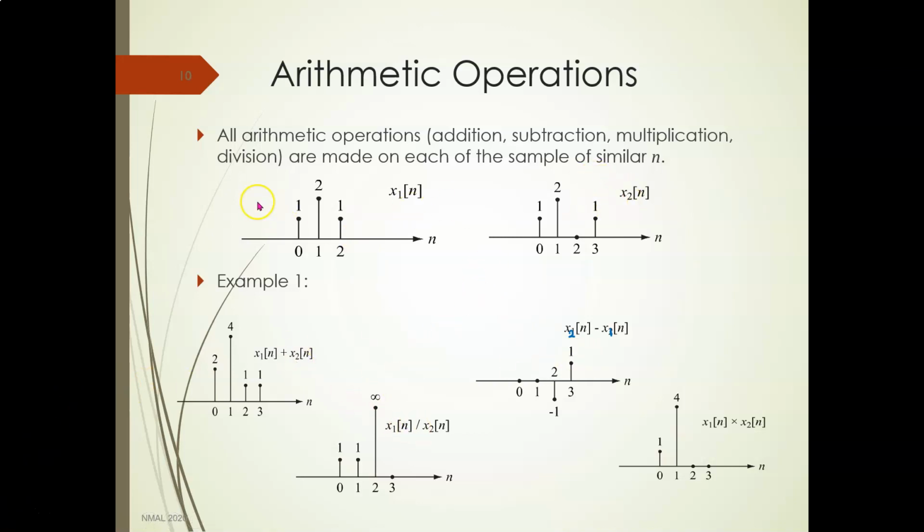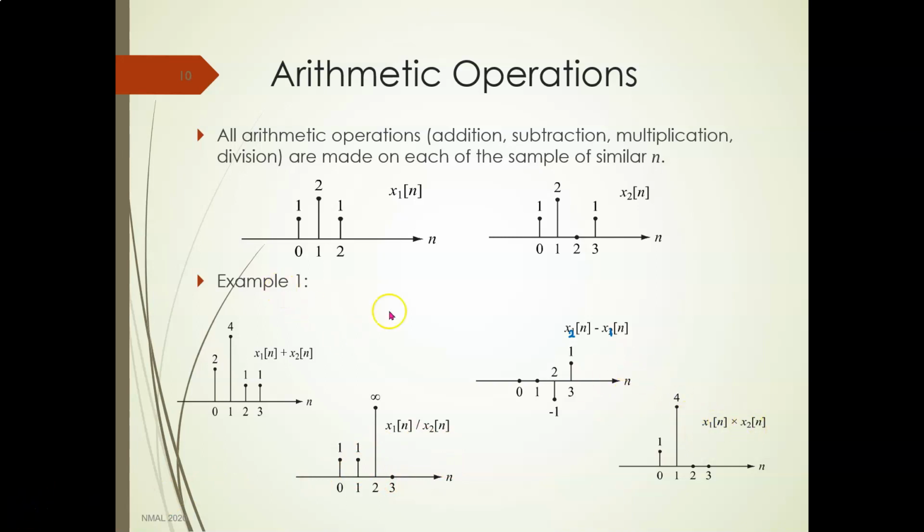Divide by x2. So we take the values at the similar n. So n equal to 0, 1 divided by 1 is 1. And then here 2 divided by 2 is 1. And then at n equal to 2, the value of x1 is 1. The value of x2 is 0. So 1 divided by 0 is infinity. So you plot like this. And then here at n equal to 2, there is no value. It means that it is 0. 0 divided by 1, it is 0. So this is simple.